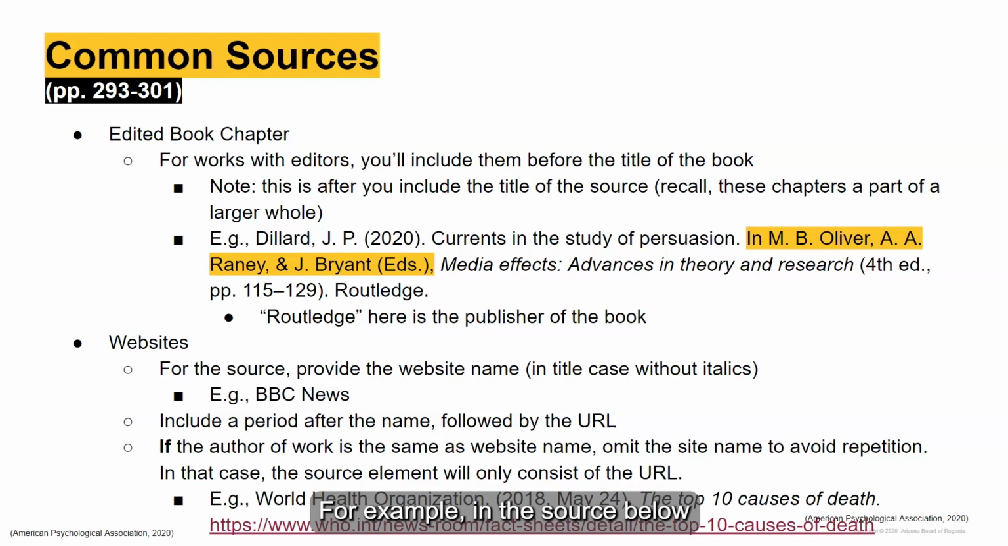For example, in the source below, you can see that the World Health Organization is considered a group author for this source. We've included the date and the name of the article. Then we include the URL to the source. We do not include World Health Organization, the title of the website, again, because they are also the author of this webpage.